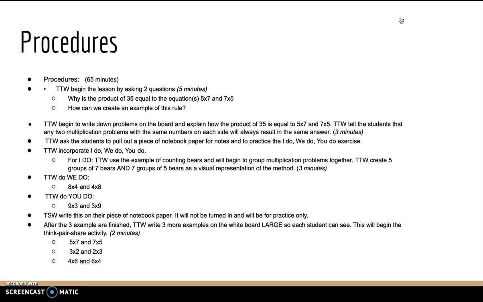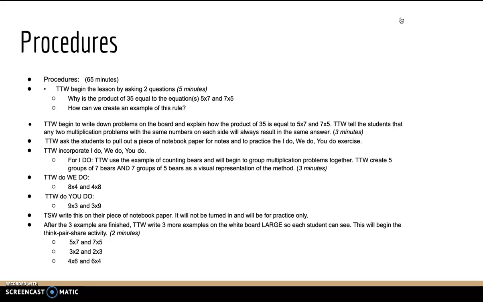So for the I do, I'm going to use the example of counting bears, and I'm going to begin to group the multiplication problems together. So I'm going to create 5 groups of 7 and 7 groups of 5, and that's going to be a visual representation of the product of 35. For the we do, we're going to do 8 times 4, 4 times 8, which is where we're going to group 8 groups of 4, 4 groups of 8 with the counting bears. And then there's going to be the you do. So the students are going to do that one, which is 9 times 3 and 3 times 9. They're going to write on their piece of notebook paper. This isn't going to be turned in, it's just going to be for practice only.